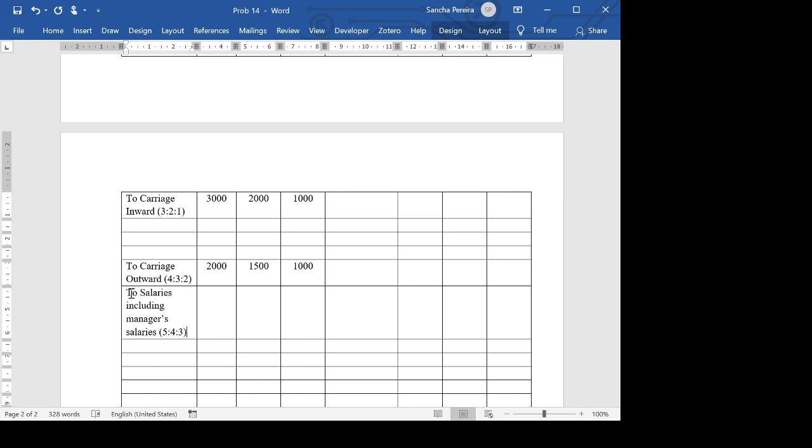So 81,000 divided in that ratio, we will get 33,750. Then we have 27,000 and 20,250. Whatever it is, this total has to come to 81,000. You can check it out.